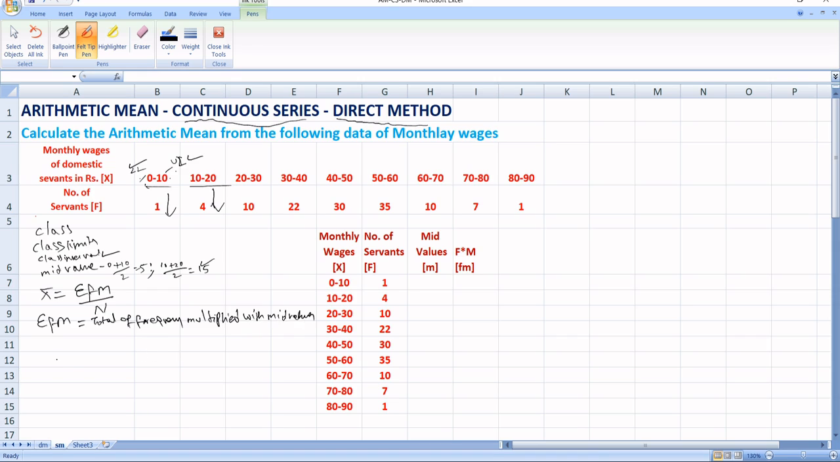Okay my dear students, and n is equal to total of frequency. Okay, so n is equal to total of frequency.